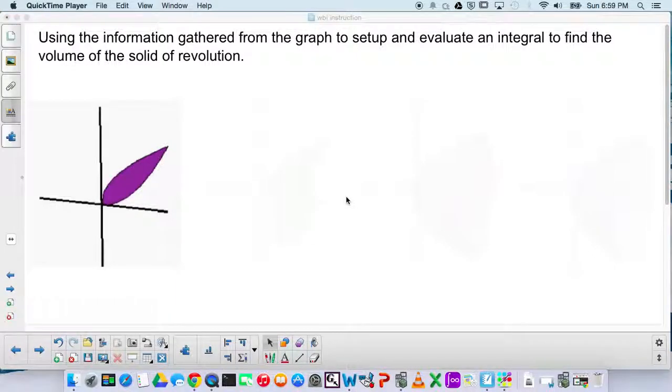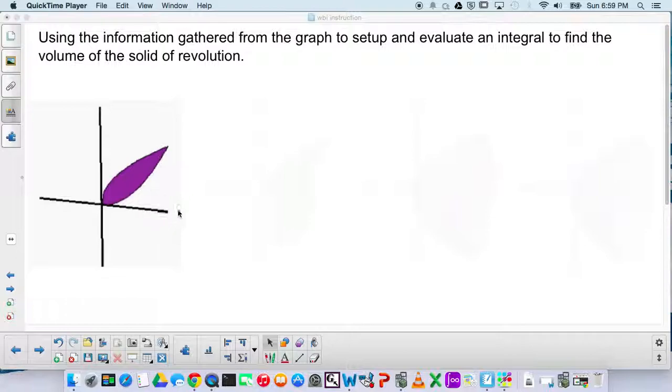Okay, so at this point we know how to find the necessary information for finding the volume of a solid of revolution around both a horizontal axis and a vertical axis. So now we're going to take that information, set up an integral, and evaluate it to find the volume of our solid. So just to recap, we start with a region.